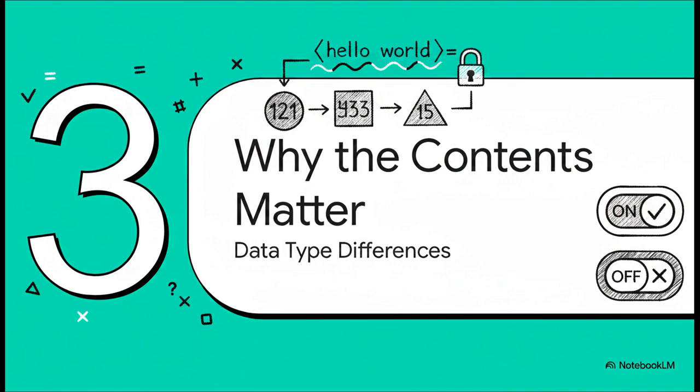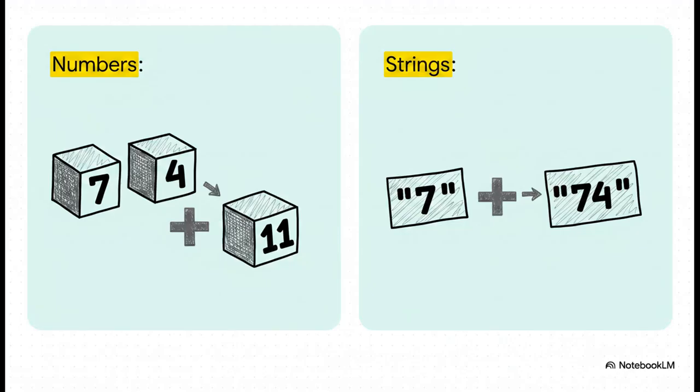But why are we making such a big deal about the difference? Well, because the type of data you put in the box completely, and I mean completely, changes how the program treats it. Oh man, this slide right here says it all. Check this out. On the left, we take the number 7 and add the number 4. JavaScript sees two numbers, so it does what you'd expect, math, and we get 11.